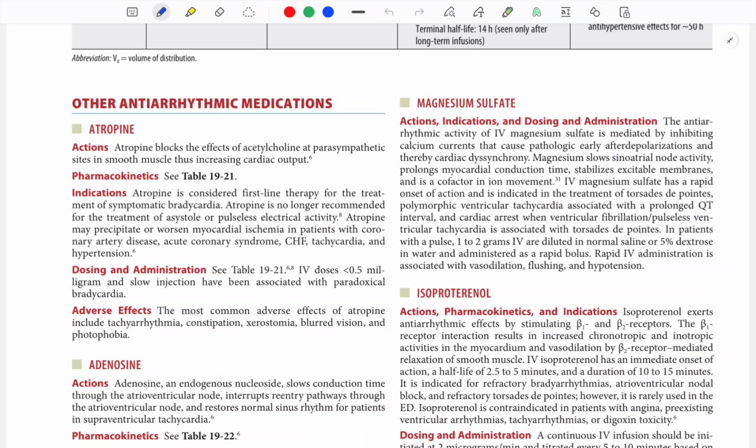Its onset is 15 to 30 minutes in IM. If you give IV, it is immediate onset. It has hepatic metabolism, and half-life is 2.1 to 3.9 hours. It is given 0.04 mg per kg or 1 mg every 3 to 5 minutes, maximum 3 mg.